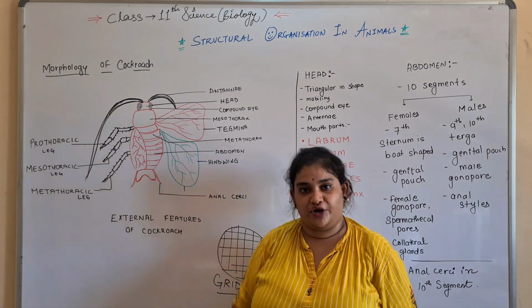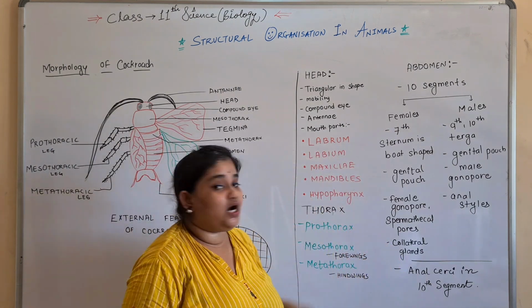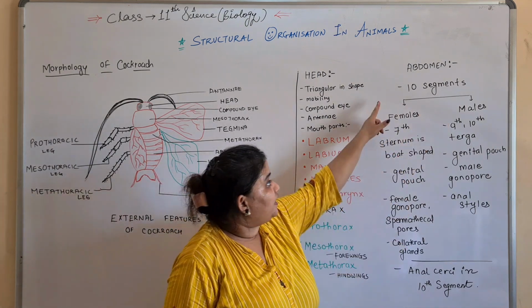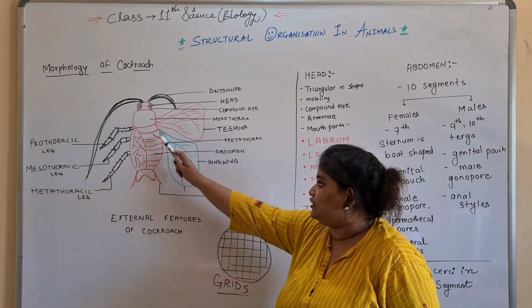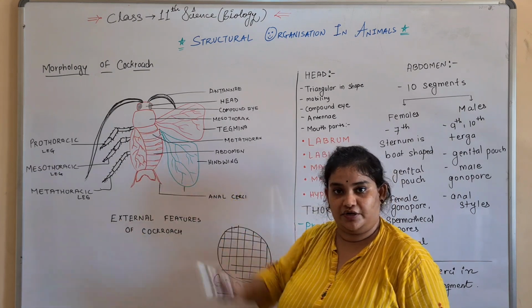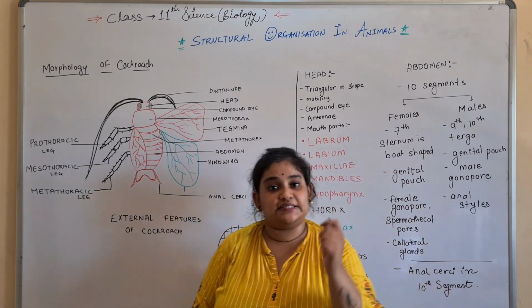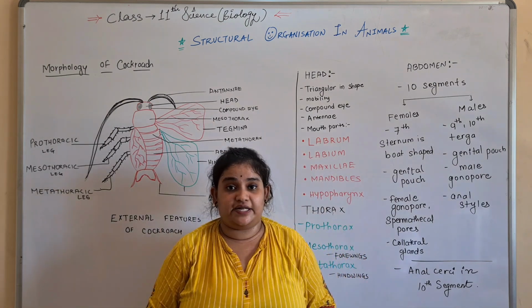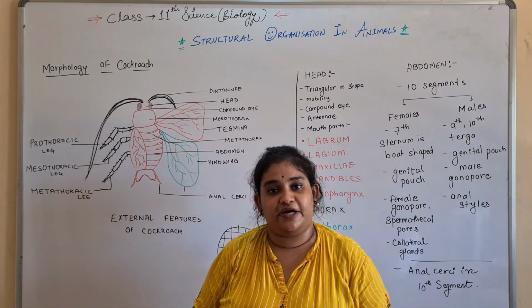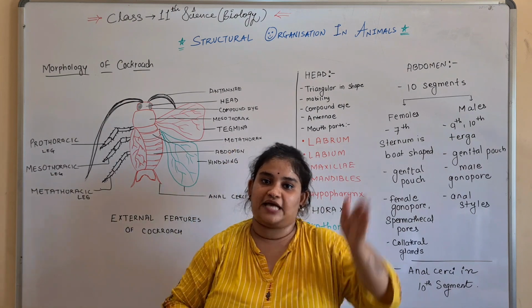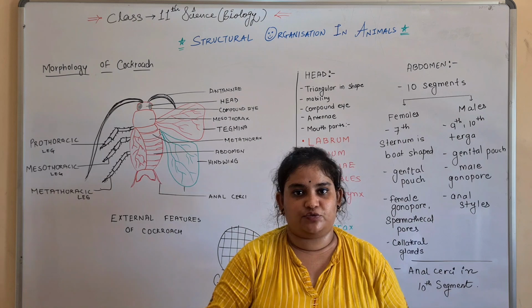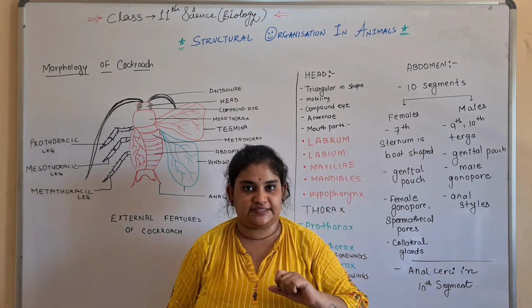And this is the thorax region. Now, coming to the another region that is known as the abdomen. Now, this abdomen consists of 10 segments which you can see over here like this. These are the 10 segments where some important parts are present which we will study. Now there is a difference in the segments of the male cockroach and the female cockroach. Male cockroach is a bit smaller in size while female cockroach is a bit larger in size.